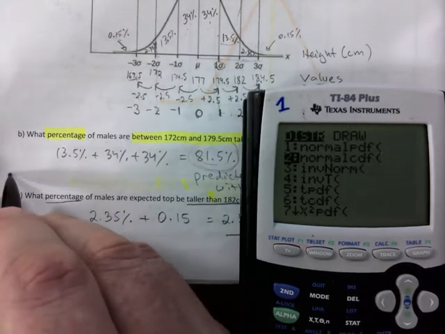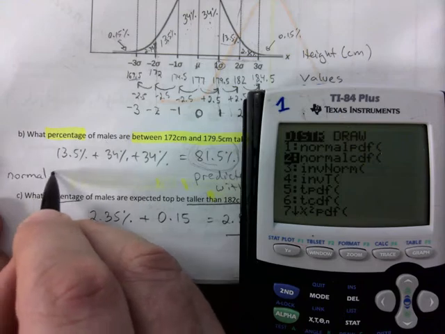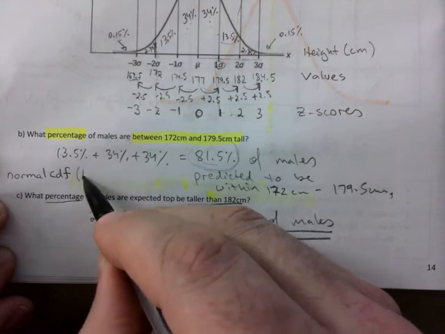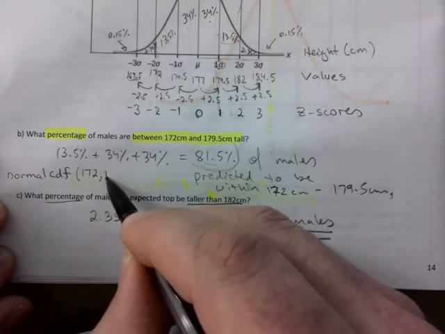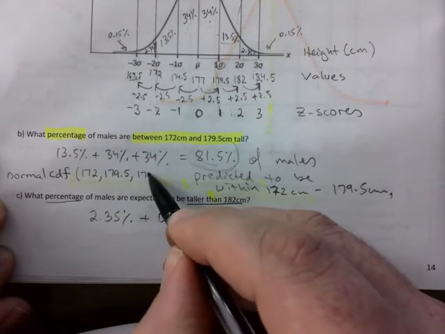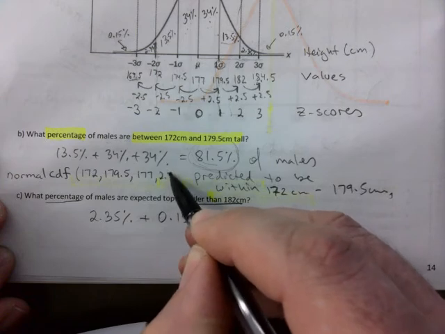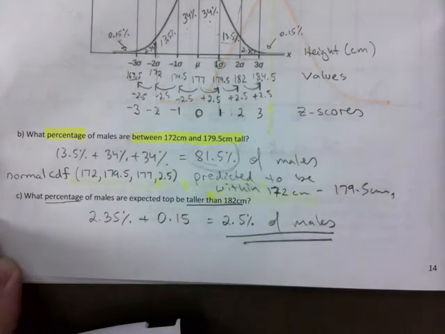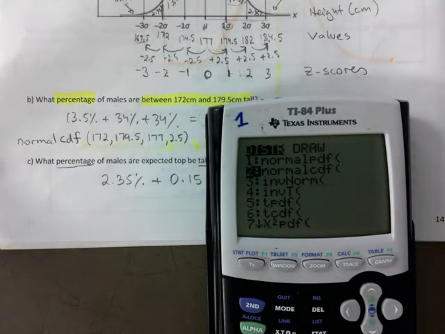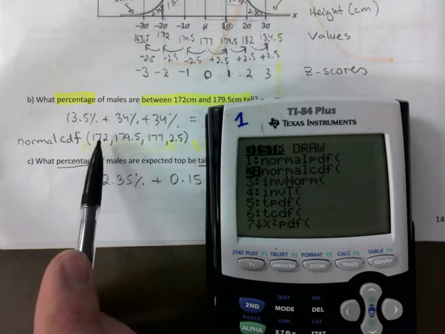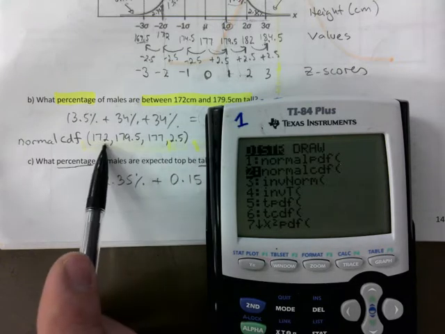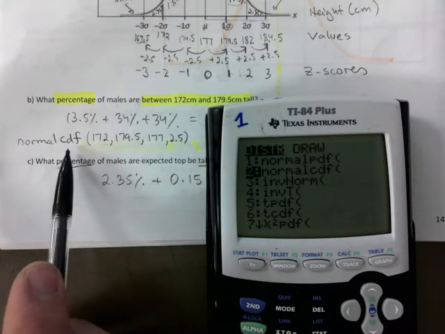So write this down right under your normal CDF. And we're going to go 172, comma, 179.5, comma, the average is 177, and the standard deviation is 2.5. Remember, lower, upper, mean, and standard deviation. Those are the 4 things that you need for this function.